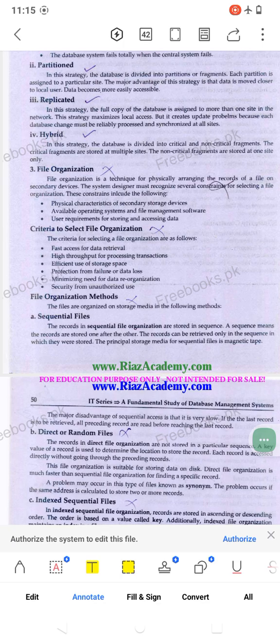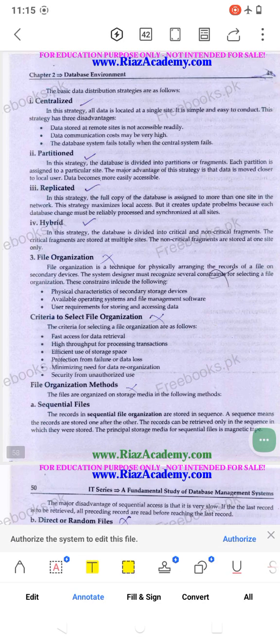Okay. Next we have hybrid. Hybrid means we have to divide our database into critical and non-critical fragments or partitions, and critical partitions are stored at multiple sites, non-critical are stored at a single site. This is the basic concept. It means centralized and partitions are combined. This is called a hybrid technique.